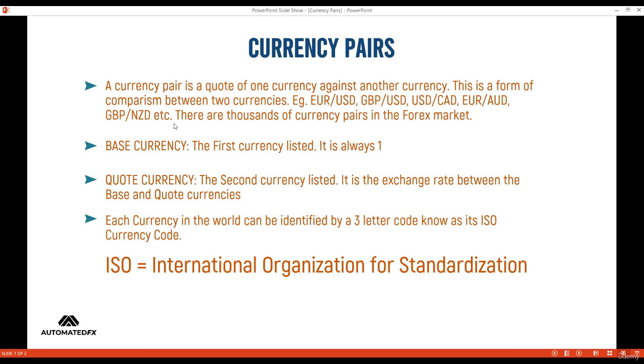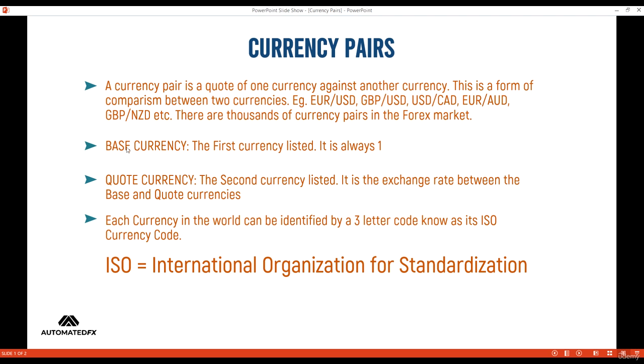So the idea of a currency pair, like I said, is the comparison between one currency and another currency. We are basically saying one currency is going to gain value against the other currency. When we say this currency will gain value, we are actually buying that currency. If we say this currency will fall, we are actually selling that currency. That's the idea of currency pairs.